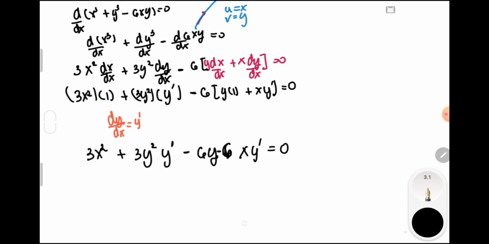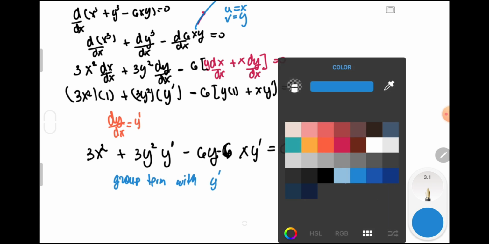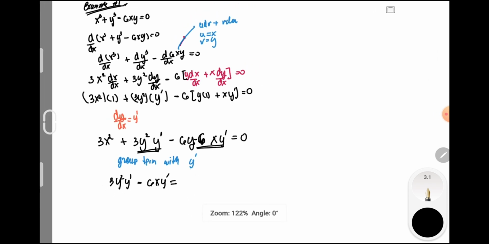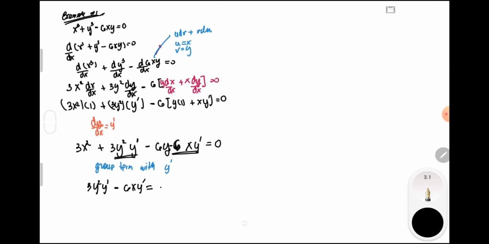So by grouping yung y prime, group y prime, we'll have a value equal to 3y squared y prime minus 6x y prime, ito, then ito. So ta-transpose natin yung mga terms na walang y prime, which is equal to negative 3x squared plus our 6y.